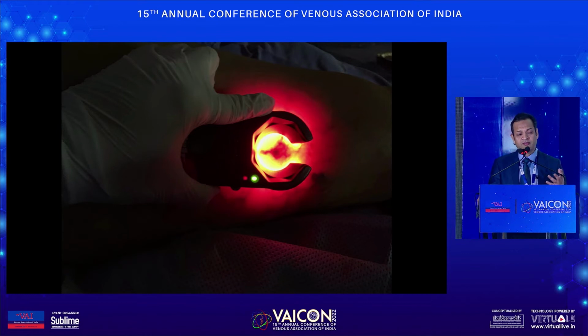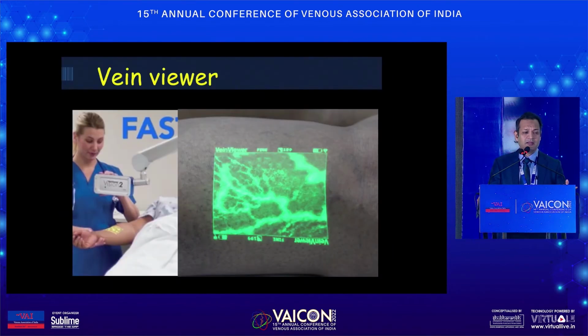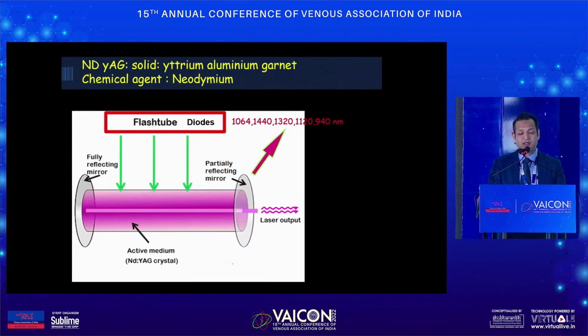You can use a very cheap device, around 7,000 to 8,000 rupees, like this, or you can use a vein viewer which costs around 5 lakhs, depending upon how fancy you want to go and how clear you want it. You have to understand why we use an Nd:YAG laser and how it works. The Nd:YAG laser is a solid laser, and the solid component in this is yttrium aluminum garnet.